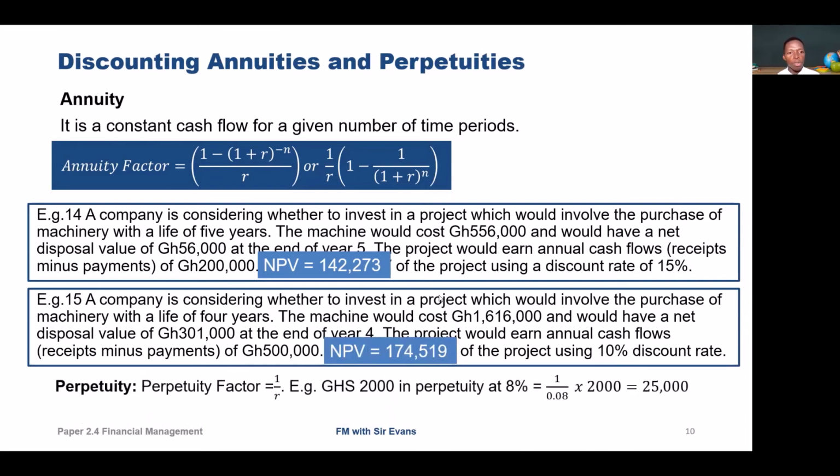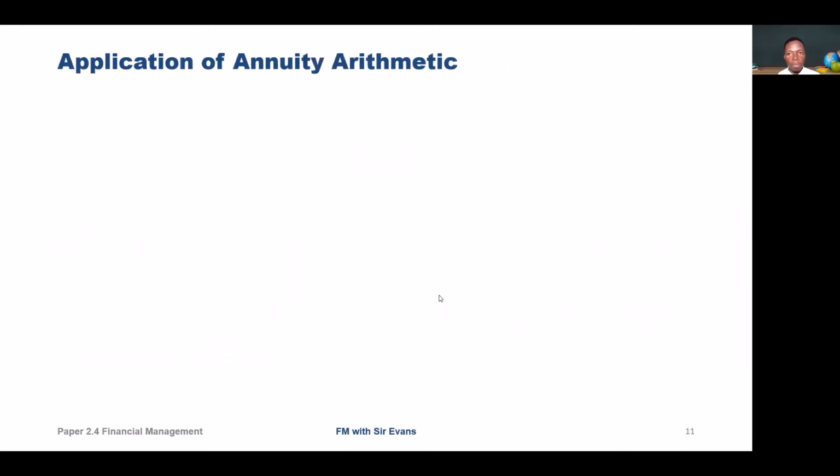Now, perpetuity. The discounting for perpetuity: perpetuity is a constant annual cash flow forever or into the long term. So R is the cost of capital. So the perpetuity factor, let's say 2,000 in perpetuity at 8%. The perpetuity factor is 1 over 0.08. We multiply that by the 2,000, and we get 25,000.